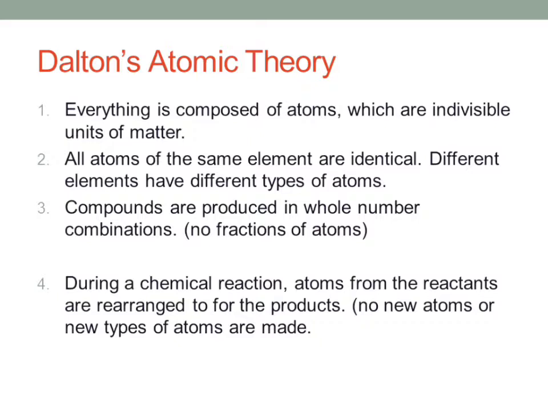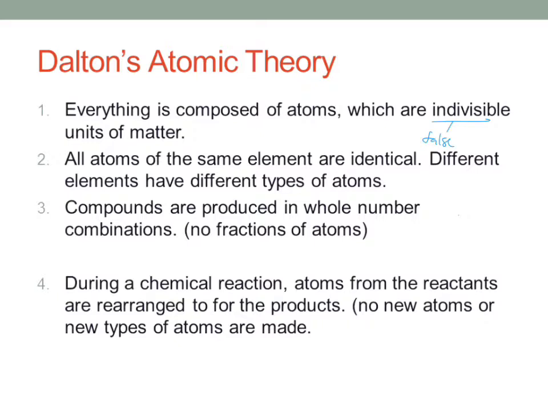What he got wrong was he also said that all these atoms are indivisible, which we know now is false. We know that there's something smaller than atoms, namely those subatomic particles, protons, neutrons, electrons, and that you can break them up in nuclear reactions. But Dalton wasn't really aware of that, didn't think they were divisible. So that's false, but he did get something right, namely that everything's composed of atoms.